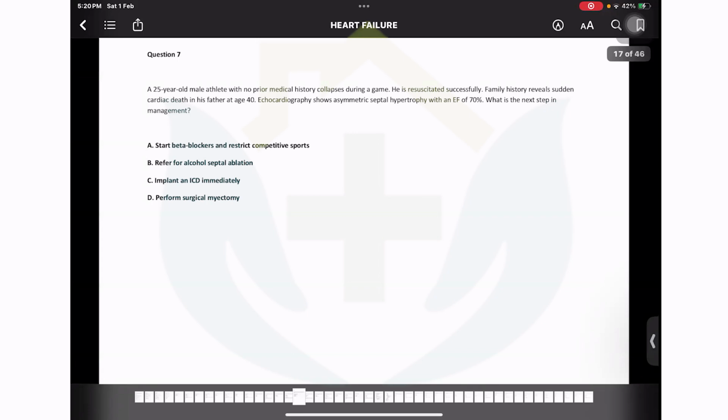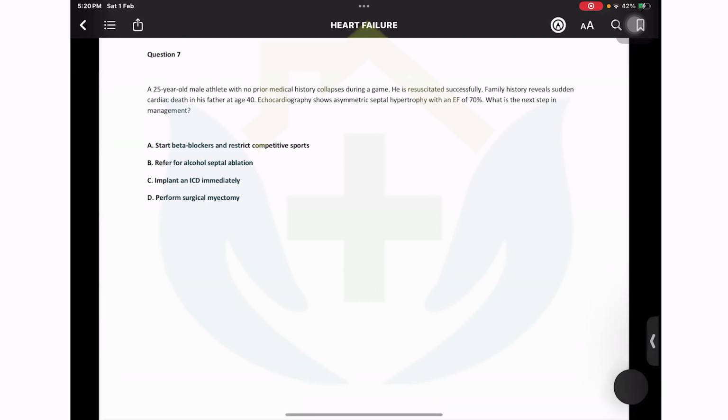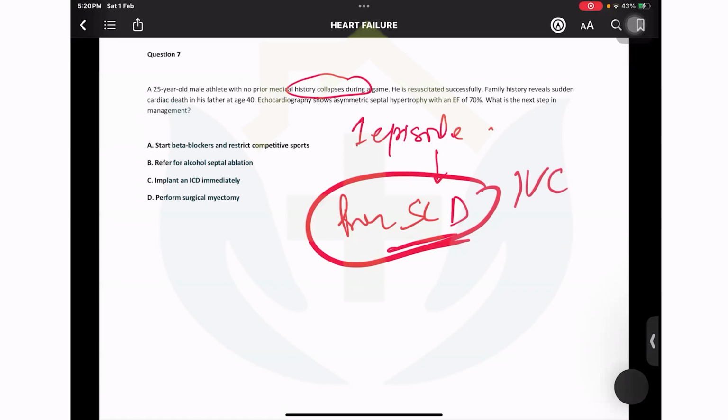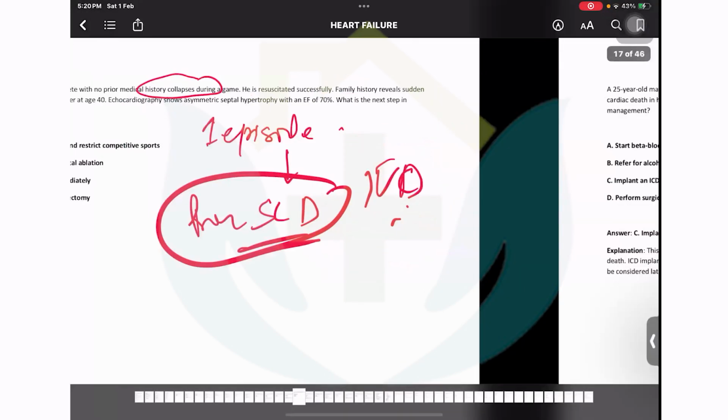Implant an ICD. Start beta blocker. ICD. Sir, A. Start beta blocker and restrict competitive sports. So the thing is, the patient has collapsed. So even one episode of syncope is sufficient for me to go in for an ICD, to prevent SCD. So I would go for an implantable device. Yes, it is a recommendation.